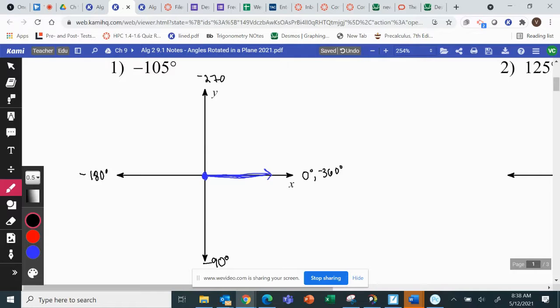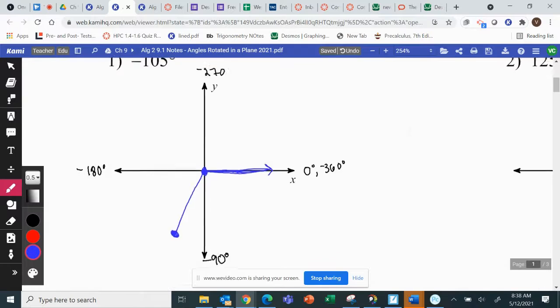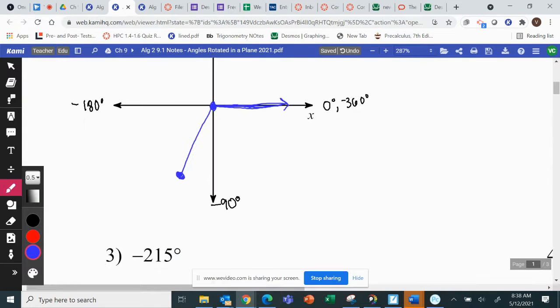Okay, and then we have to go negative 105 degrees. So that's telling me I'm going to go down. And I see where negative 90 is. I see where negative 180 is. So approximate where negative 105 would be. Maybe here. Maybe there. Okay, now I put a dot there because I know what we're doing next.